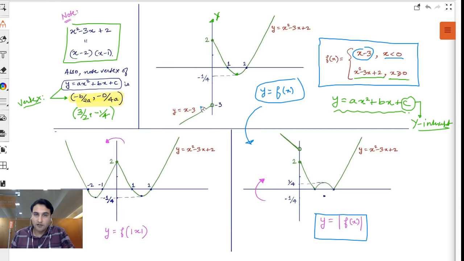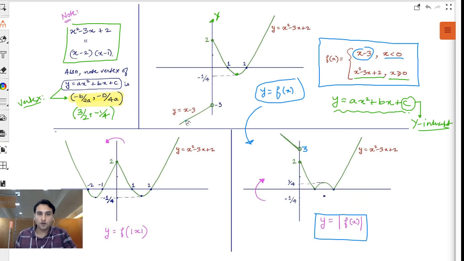Whatever was negative, Baba will make it positive. So this thing was negative, Baba, that is mod, made it positive and took it above. This point is 3. Minus 3 will come to 3 like this. This portion will also come up. This portion will also come up. Right? So this is the graph of mod of fx, all of you know.